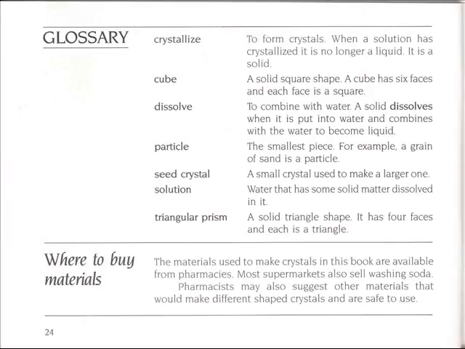Where to buy materials. The materials used to make crystals in this book are available from pharmacies. Most supermarkets also sell washing soda. Pharmacists may also suggest other materials that would make different shaped crystals and are safe to use.